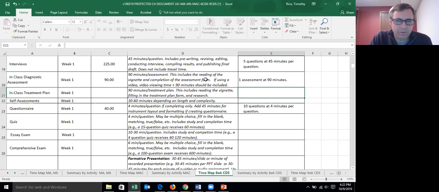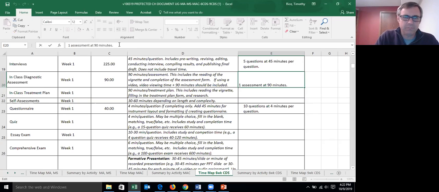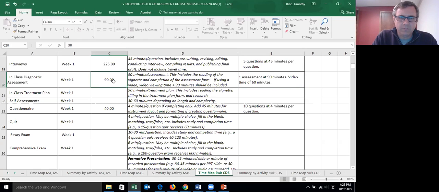And one thing too, if you're using video, the video viewing time plus 90 minutes should be included. So if, say, for instance, we do use a video, we can change this to 1 assessment at 90 minutes. And then we can state video time of 60 minutes. And then we can go over here and put down the actual add of 60 minutes. So that'd be 150.